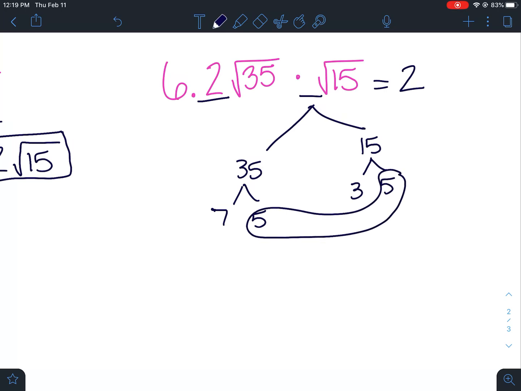So I have a pair of 5s that are going outside. 7 times 3 gets multiplied and goes inside. Now you notice I brought that 5 outside, and it's just kind of sitting out there with the 2. Got to multiply those as well, so 2 times 5 is 10, square root of 21.